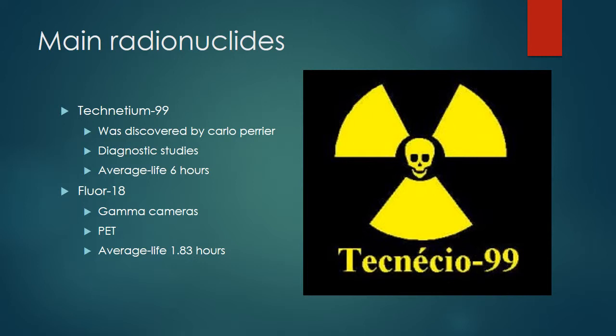Main radionuclides. Technetium-99. Technetium is one of the most commonly used radionuclides for diagnostic studies. It's an artificial element that cannot be found in nature and was discovered in 1937 by Carlo Perrier and Emilio Gino Segre, and it has an average life of 6 hours.